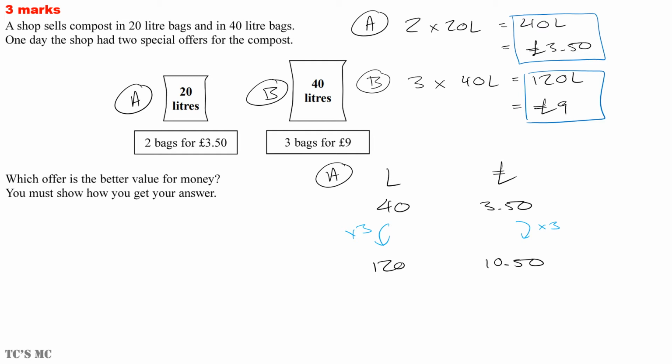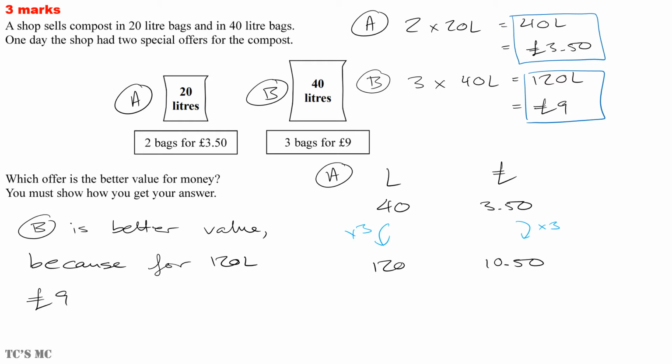We now need to give a final statement. So I'm going to write B is better value. Remember, always justify. We used 120 litres, so I'm going to say because for 120 litres, £9 is cheaper than £10.50. And that would get me the third mark.